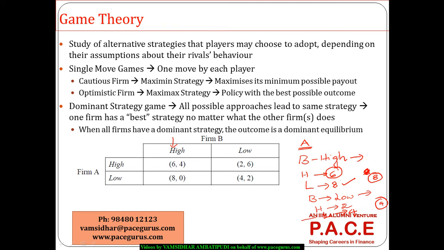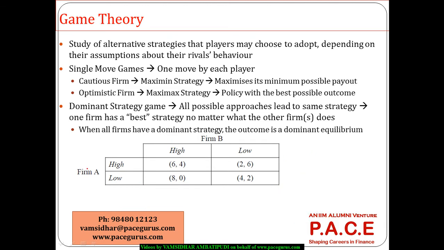The minimum of the maximum payoffs is this. When A sets a low strategy, I mean when A is decreasing the price, in this case also for A the low is better, and in this case also for A low is better, which means irrespective of the strategy that is followed by B, if A follows a low, that would give him a much better payoff. Now look at it from B's perspective.